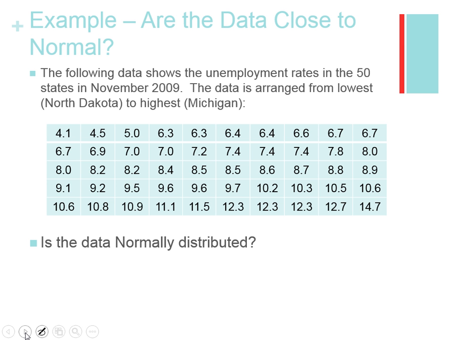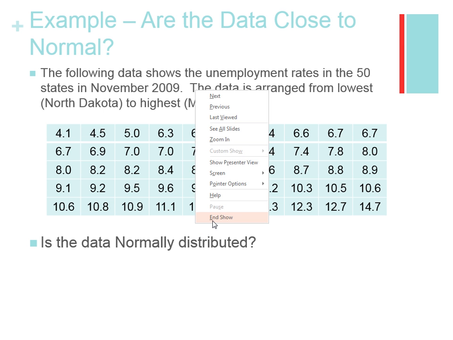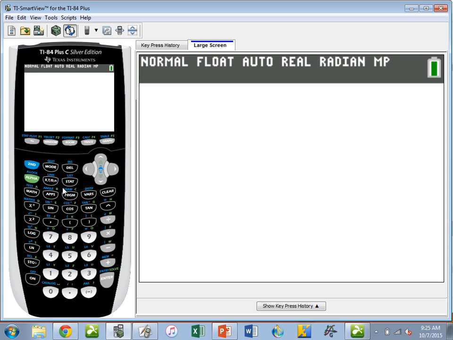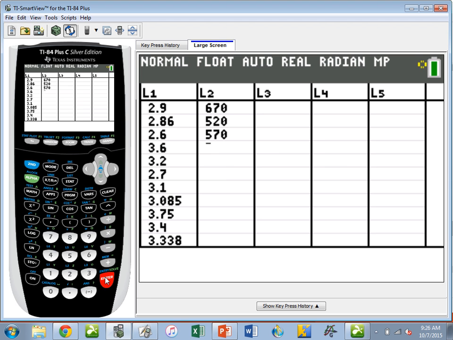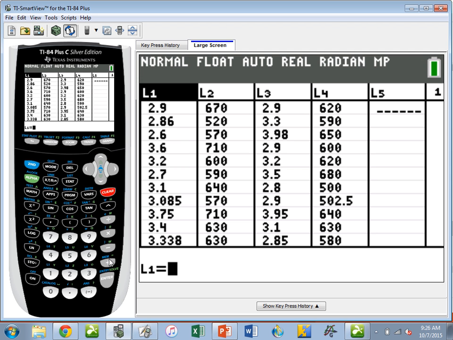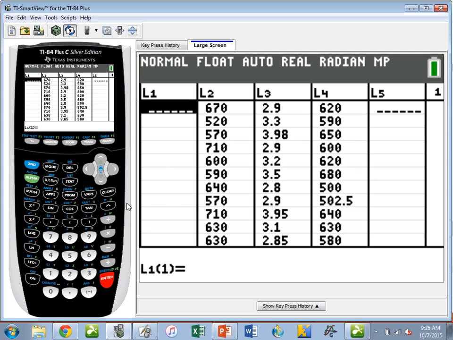So in terms of following through with one of these questions here, the question says the following data shows the unemployment rates in the 50 states in November of 2009. Is the data normally distributed? So here's what we're going to do. We're going to bring our calculators up here to answer this question. So I'm going to go to Stat, go to Edit, and let me go to L1 here, and I'm going to clear this out. And I'm going to put the data values in for this particular question.